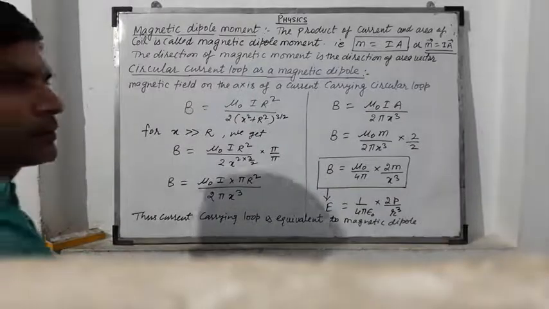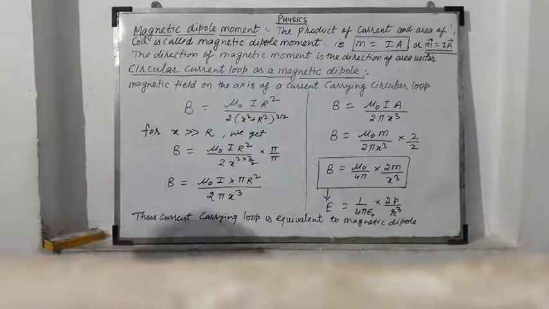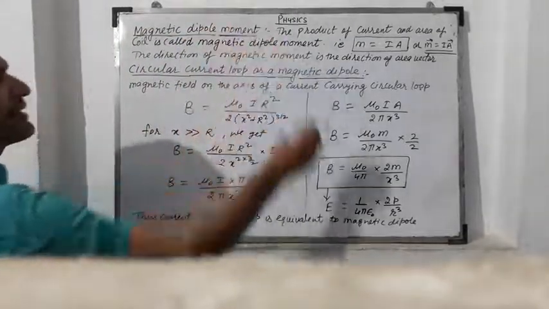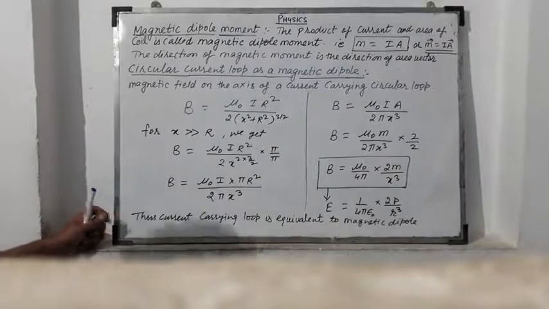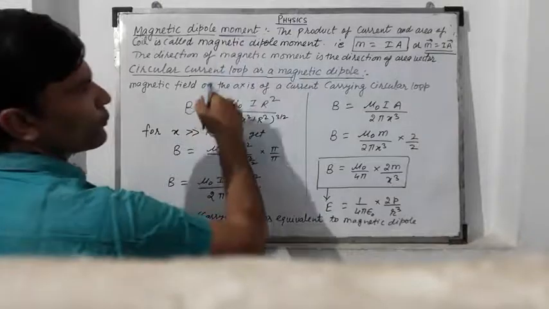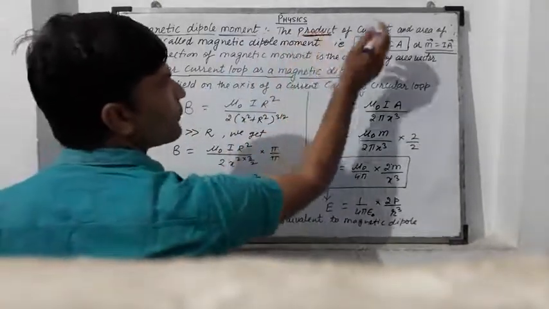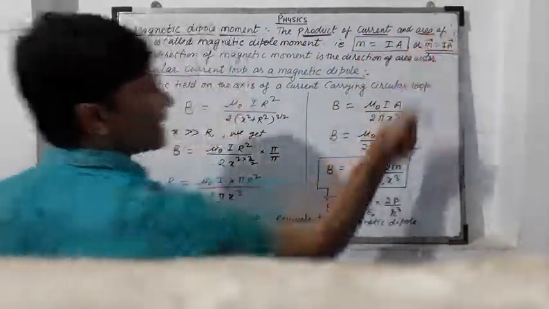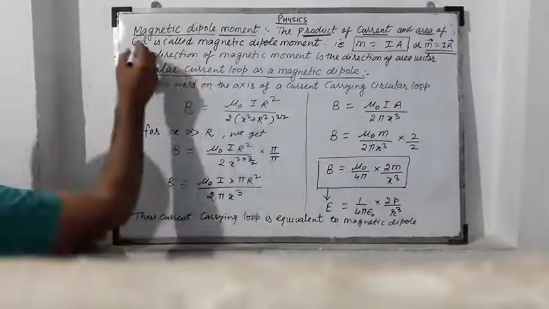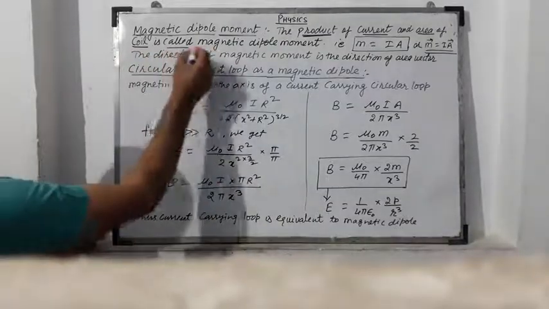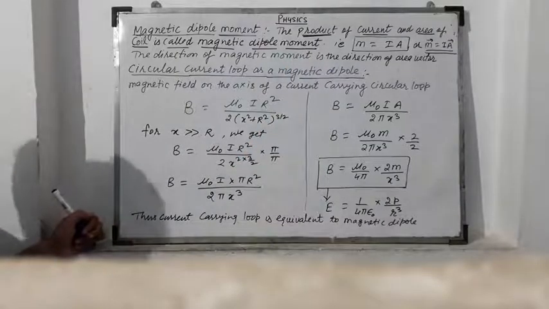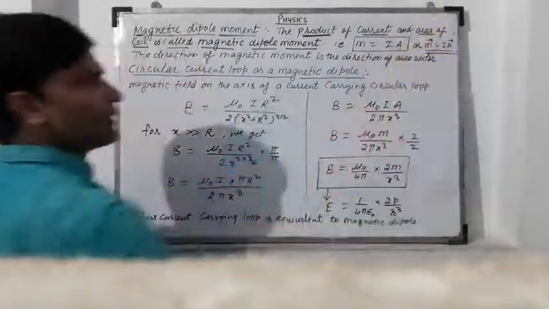Morning students. In the last lecture the question was: what is magnetic dipole moment? The answer to this question is that magnetic dipole moment is the product of current and area. Once again, the product of current and area of the coil is called magnetic dipole moment.